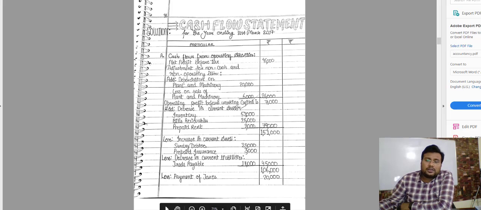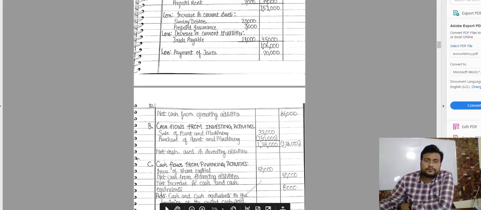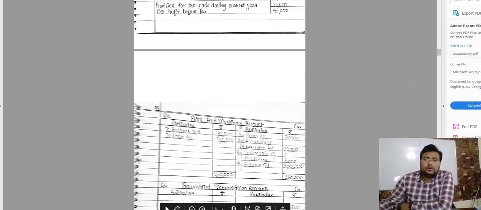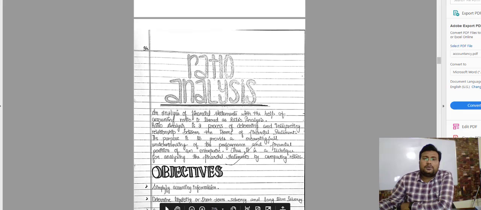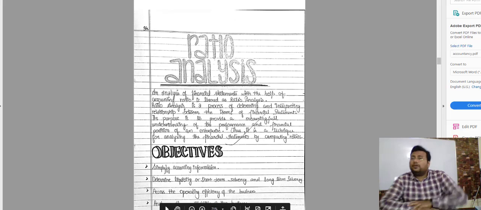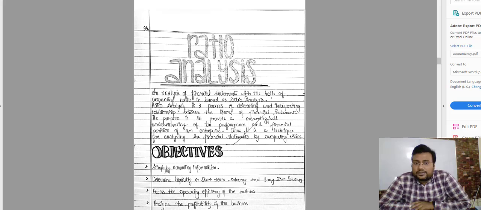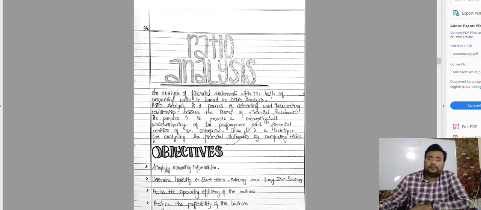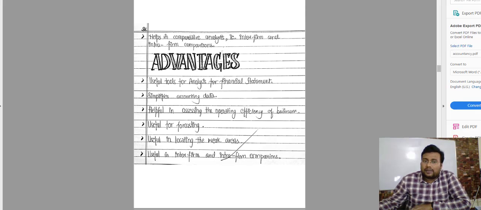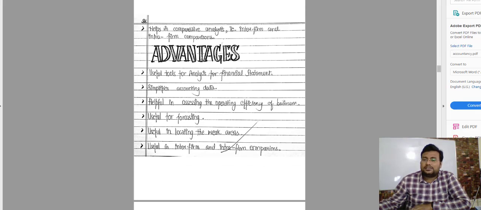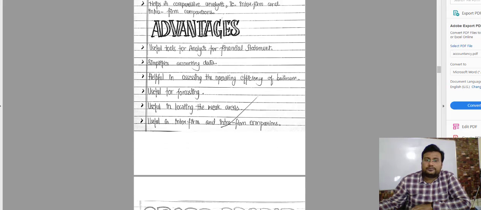Once you're done with the cash flow statement, then you have to go for the ratio analysis of that cash flow statement. So what is the analysis of financial statements? What is the objective of financial statement analysis? What are the advantages of ratio analysis, financial statement analysis? That you have to write down.